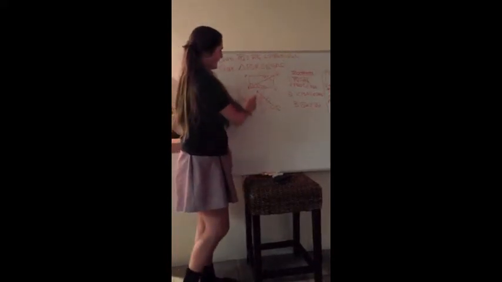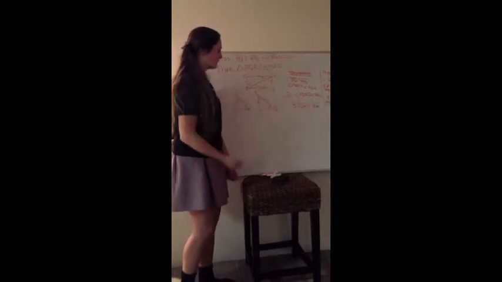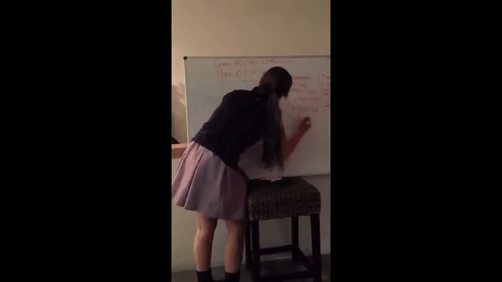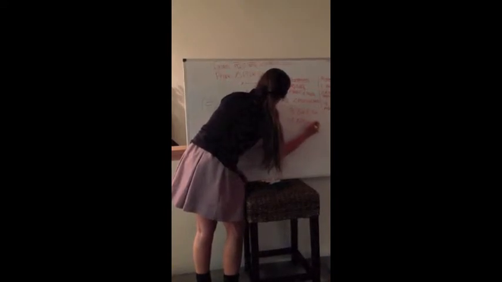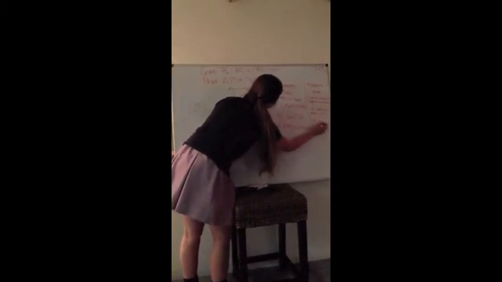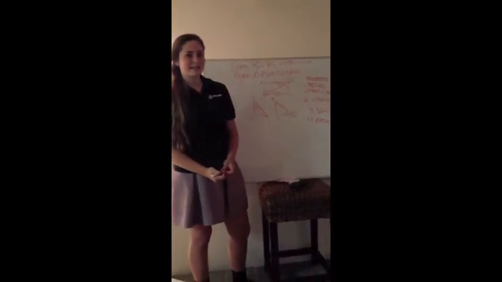So we have our angle, side, angle, and our angle, side, angle. Therefore, triangle PQR is congruent to triangle SRQ by ASA. And that is how you show that triangles are congruent by ASA.